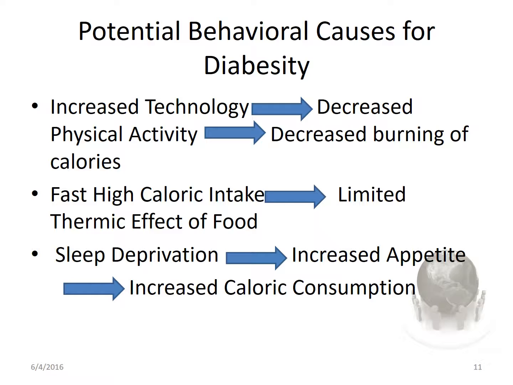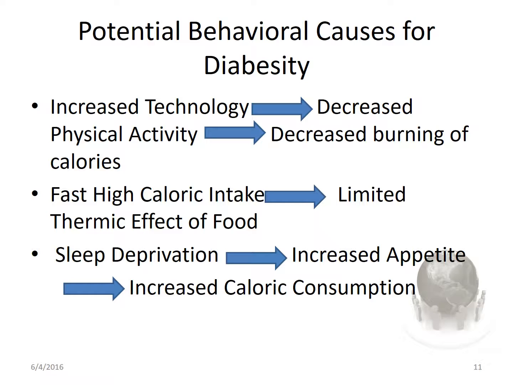Let's take a look at just a few of the potential behavioral causes for diabetes. It's a no-brainer that when one consumes more calories during the day than they burn with exercise or physical activity, the person will gain weight, whether it's a child, adolescent, or an adult. Eating quickly due to our busy lives has a negative effect on metabolism, and it limits the thermic effect of food and causes weight gain over time. Sedentary lifestyles have compounded all of these effects.